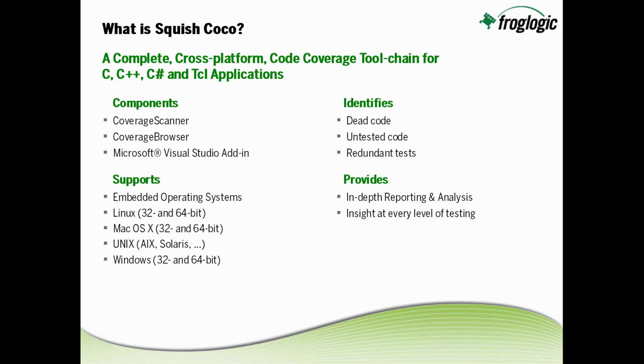So what does Squish Coco do? It helps identify dead code, untested code, redundant tests, as well as a number of other things, but those are some of the main things. It provides in-depth reporting and analysis, as well as insight into your testing coverage at every level of testing, whether you're unit testing, manual testing, or GUI testing. At every level of testing, this can benefit you.